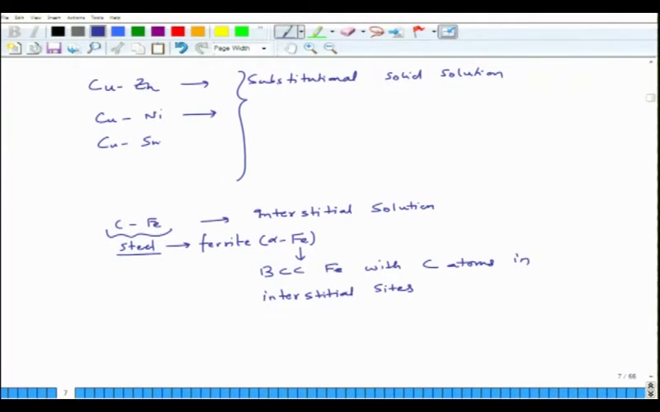Okay. So, these are some examples of substitutions. There are plenty of more examples in metallic systems because most metals are impure. Even if you say it's 99.99% pure, there is 0.01% impurity sitting there, and that impurity may go to interstitial or substitution sites. So, let us just look at the example of copper zinc alloy first.